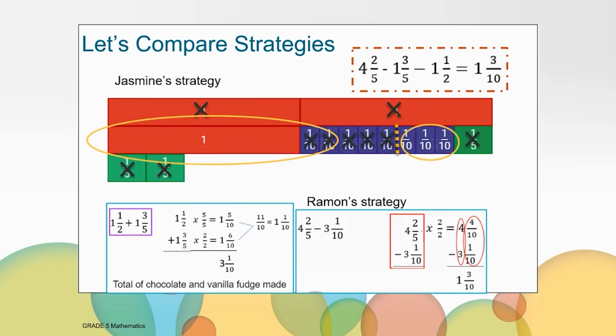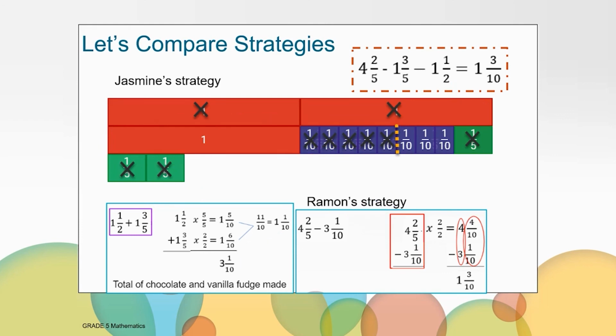Let's spend some time focusing on the differences between the strategies now. Jasmine used fraction tiles to take away 1 3/5 and then 1 1/2. Raymond added the two amounts that Jasmine took away, and then after he combined those amounts, he took away the 3 1/10 from the total amount of fudge.